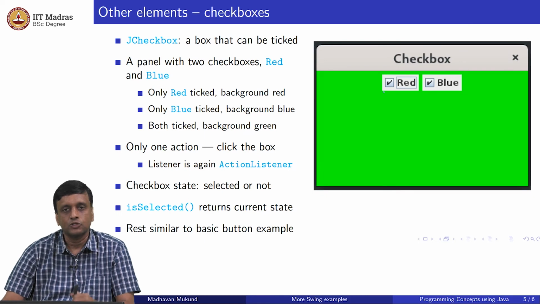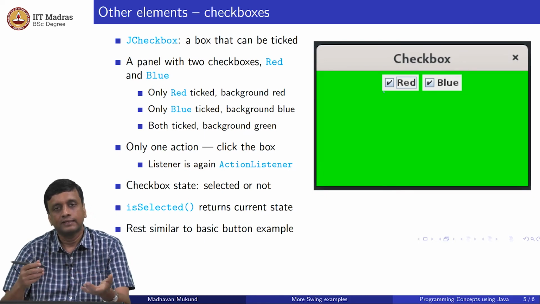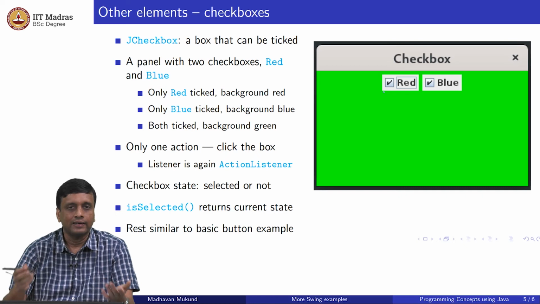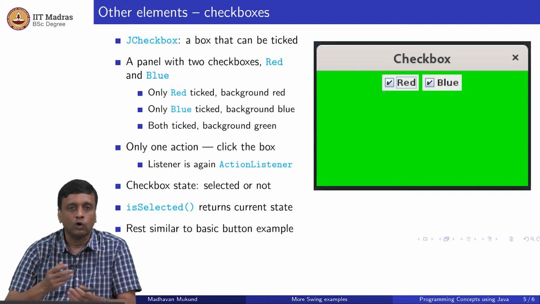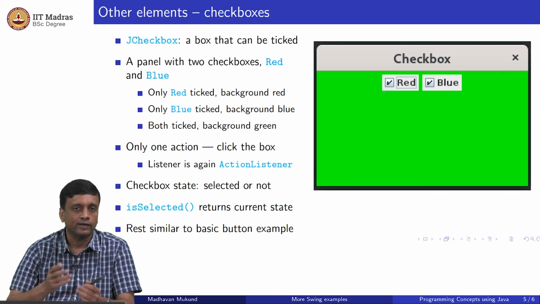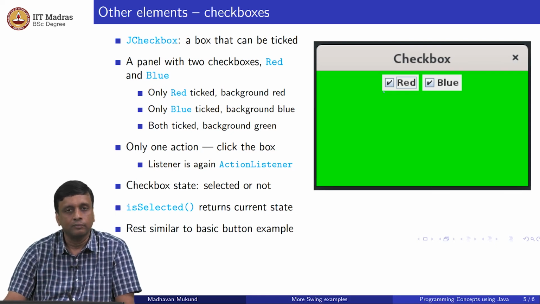So this is just to illustrate that you can easily program things other than buttons. So checkboxes, you can make lists, you can make radio buttons, you can do various things. Just everything that you normally see in a graphical form or in a graphical interface is actually available in Swing for you to program.